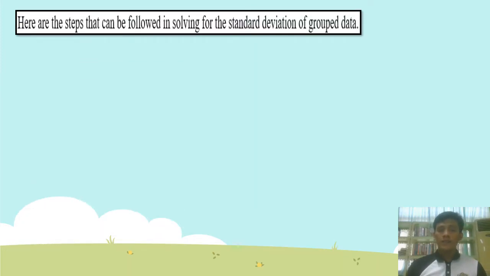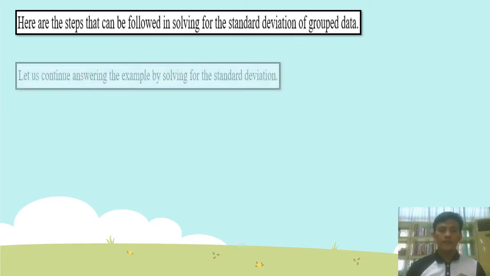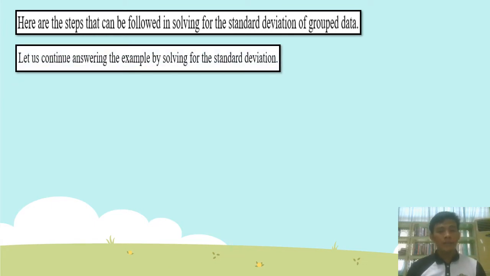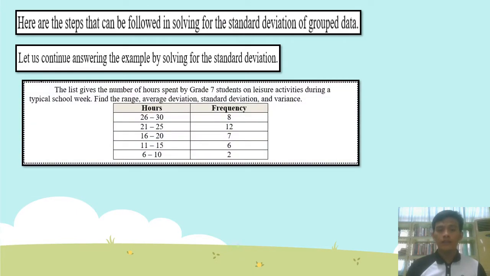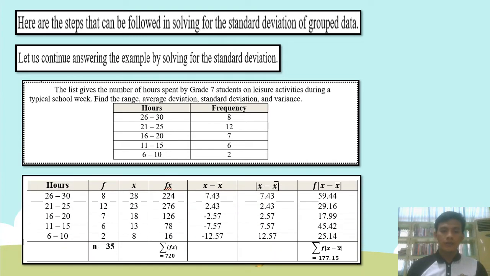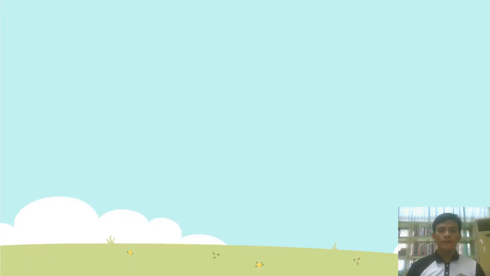Here are the steps that can be followed in solving for the standard deviation of group data. Let us continue answering the example, solving for the standard deviation, from our past discussion in getting the average deviation. Same process, so same given. The list gives the number of hours spent by grade 7 students on leisure activities during the typical school week. And this will be the table.